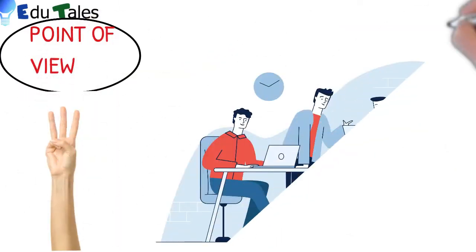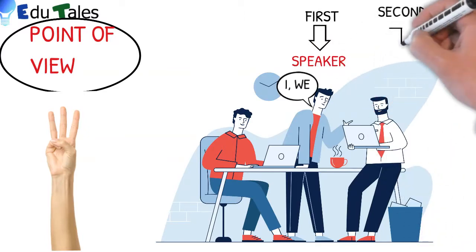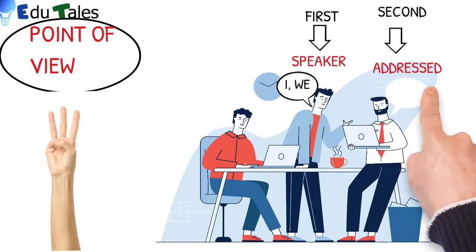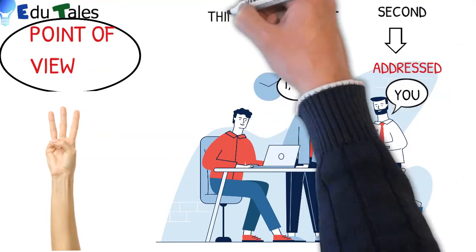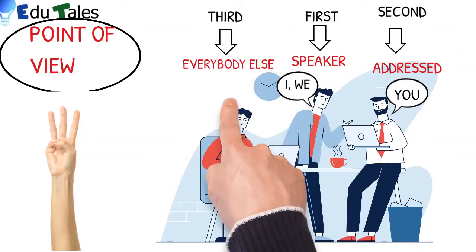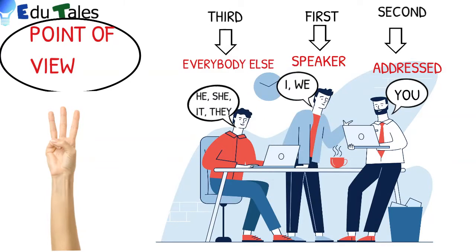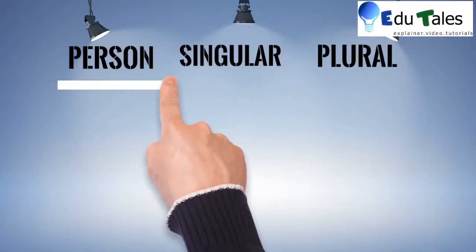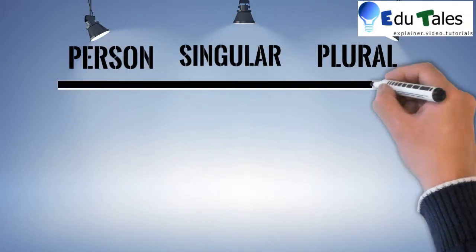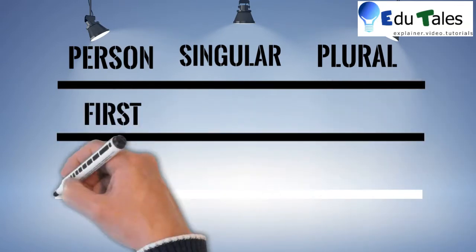Personal pronoun can be one of the 3 persons. A first person refers to the speaker. A second person pronoun refers to the person being spoken to or addressed. And third person pronoun refers to the person being spoken of who are neither speaking nor being addressed, that is, everybody else. For each of these 3 grammatical persons, there is plural as well. Let's understand with the chart.